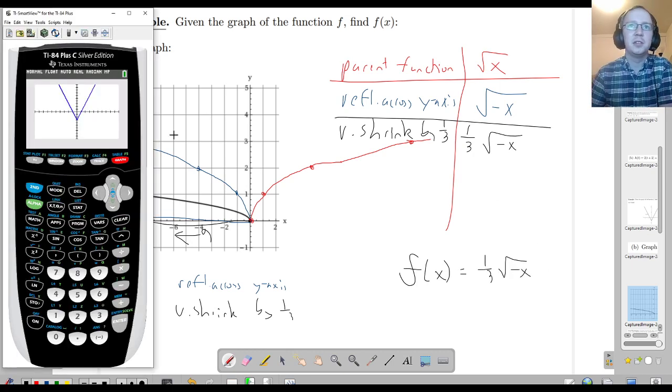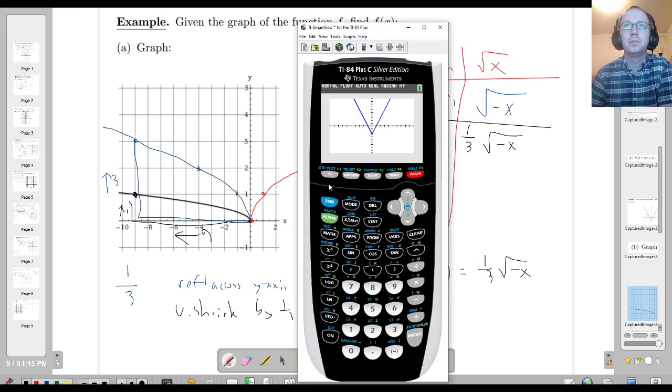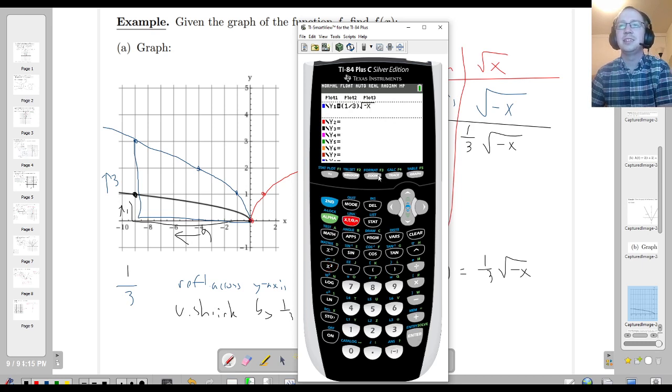Let's confirm that on the calculator. Always a good idea. So my function is 1/3 times the square root of negative x. And let's see if that looks like the function that they gave us on the graph. It should go through points like (0, 0) and (-9, 1). So let's try that. (0, 0), yep. How about (-9, 1)? Sure enough, it looks like I got the right function there.